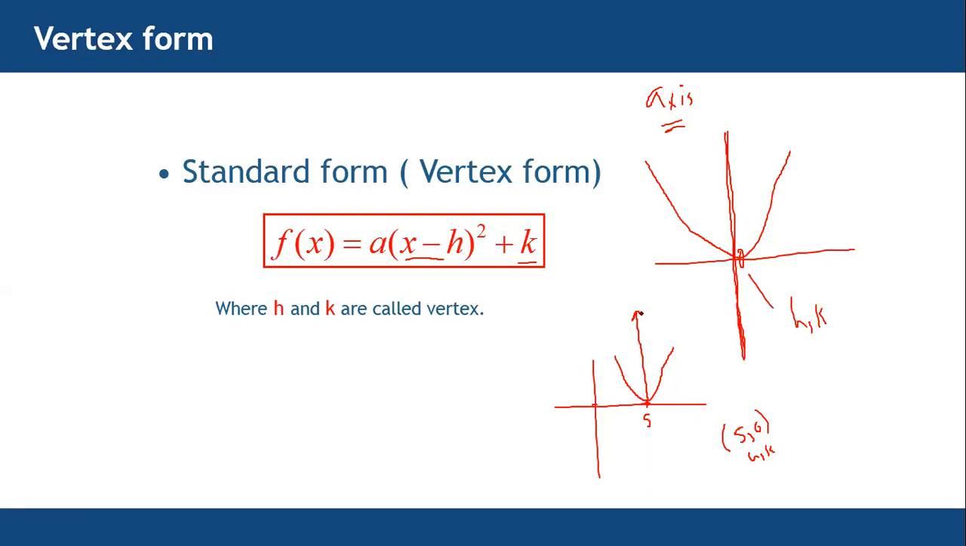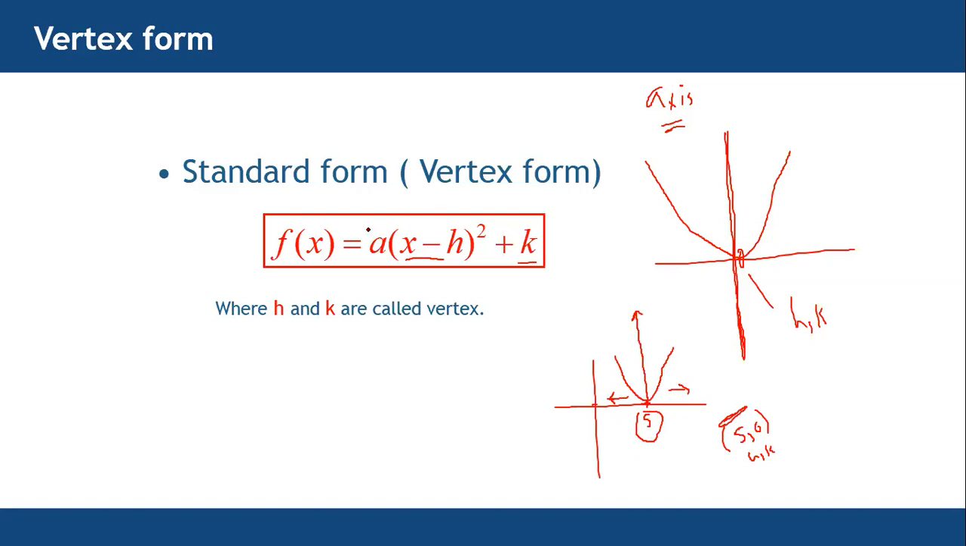Before drawing a graph, you need to find the h and k values. For example, suppose you know that h and k are 5 and 0. Then you can give two or three values less than 5, like 4, 3, 2, 1. And then you can give greater values like 6, 7, and 8.